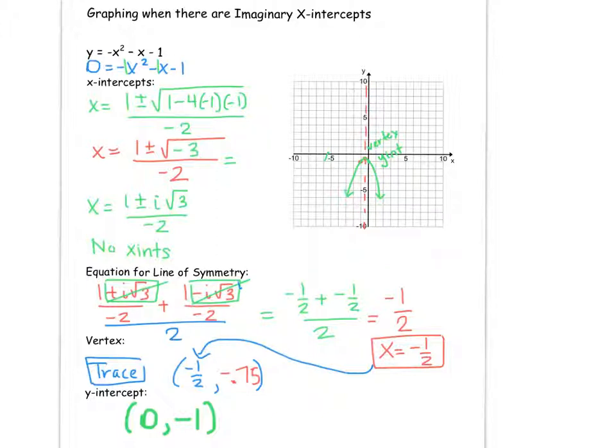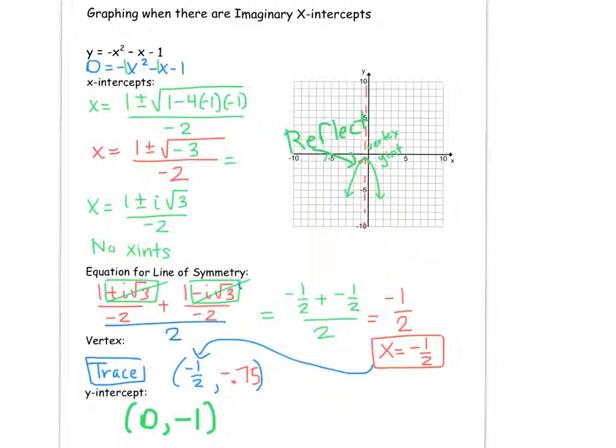And then lastly, we plugged in 0 for x to find our y-intercept. When we made our graph, since we did not have any x-intercepts, we had to use a reflection point in order to achieve the graph.